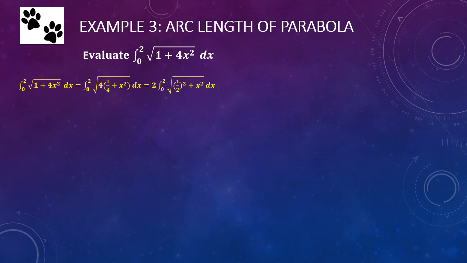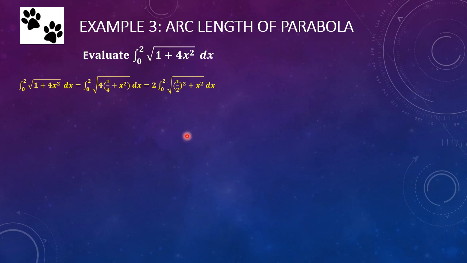Well, the first thing that we want to do is simplify the integral so that it looks like one of the forms that we're looking for, a squared plus x squared, x squared minus a squared, or a squared minus x squared.